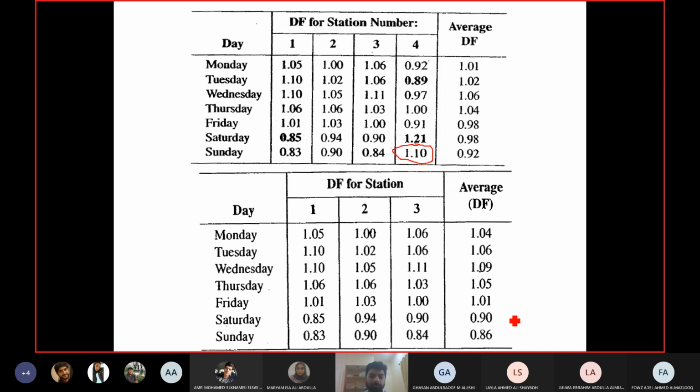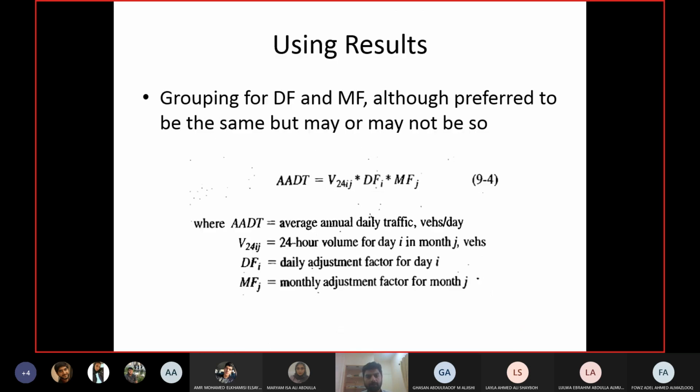So now we can combine and group the factors from these 3 stations together, and station 4 will be taken as it is separately. Okay, so instead of having 4 sets of factors, now we have 2 sets of factors: one the group of 1, 2, 3, and the other one for station 4. Okay, now where do we use these daily adjustment factors and monthly adjustment factors? They are used for calculating AADTs for the coverage count locations.